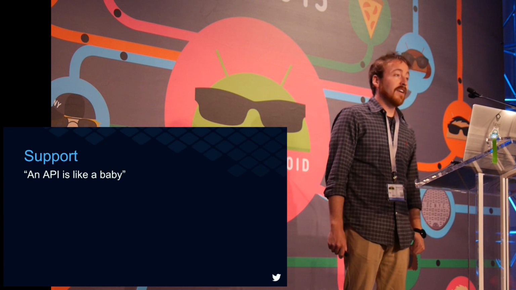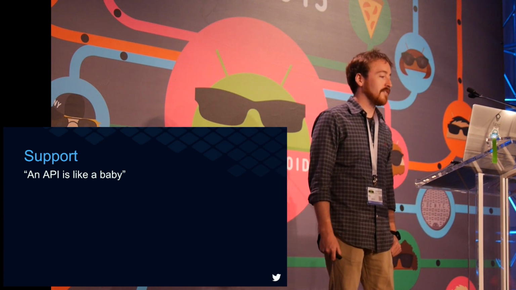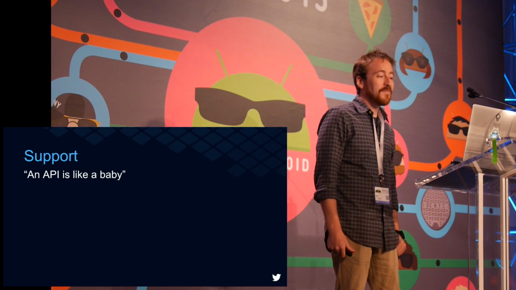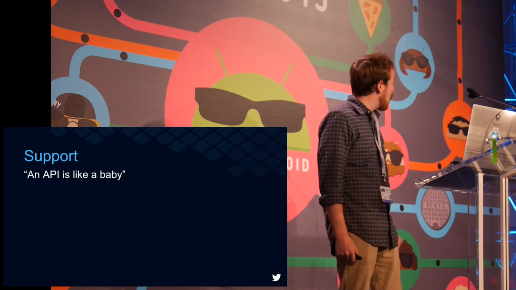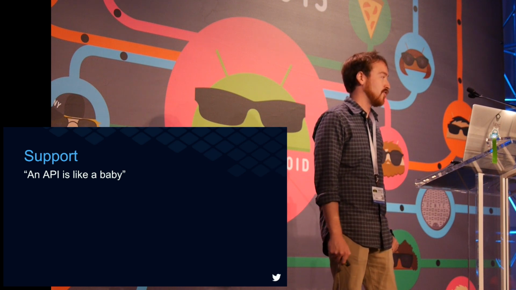There's a saying that I like: an API is like a baby. It's fun to make, but you have to support it for 18 years. An API you add will require support for future releases. Think about how it'll affect your roadmap, and think about your architecture choices.